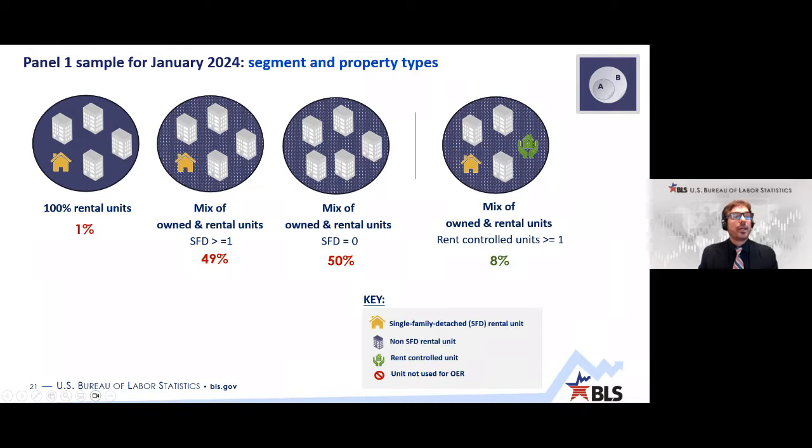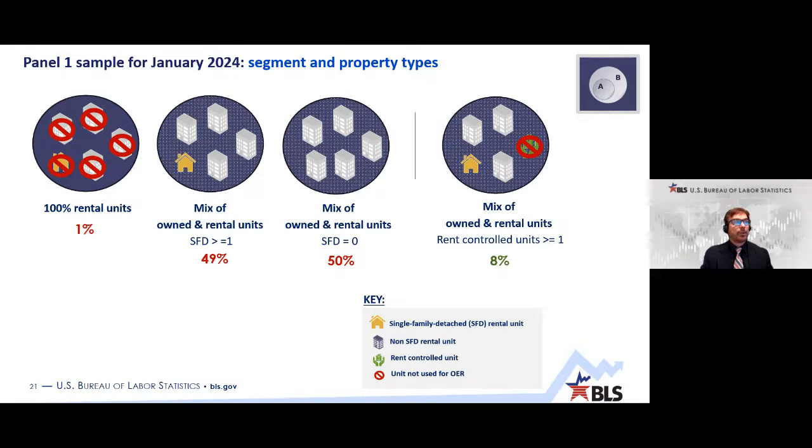Also note that some of our segments have rent controlled units that end up being selected. This occurs in jurisdictions, cities that have rent control measures passed by local governments. It happens in New York, and many of the California and West Coast cities have rent control. And this occurred 8% of the time for our January 2024 sample.